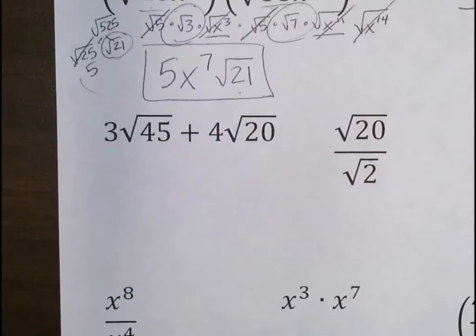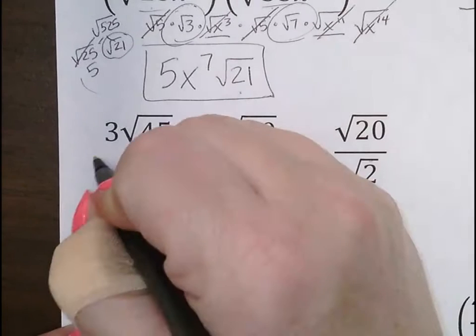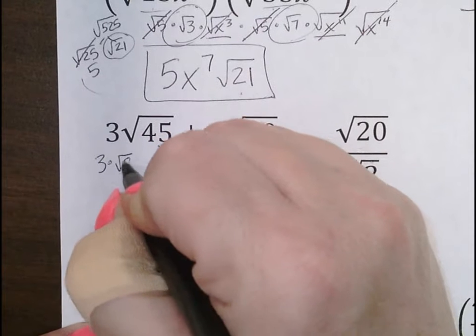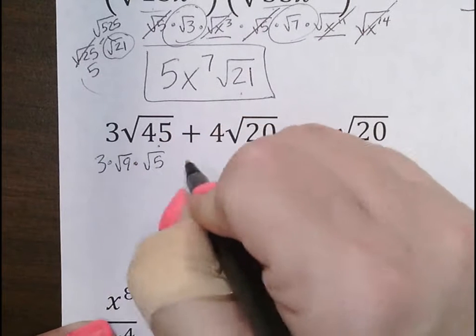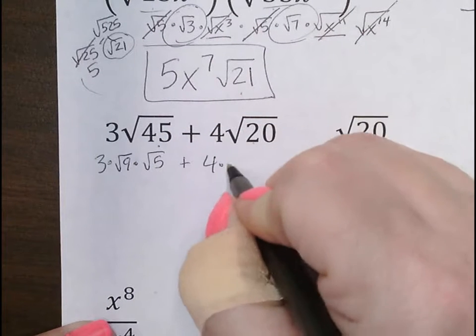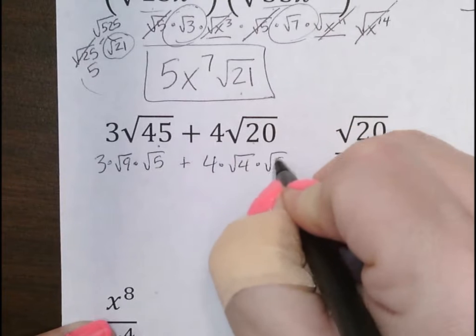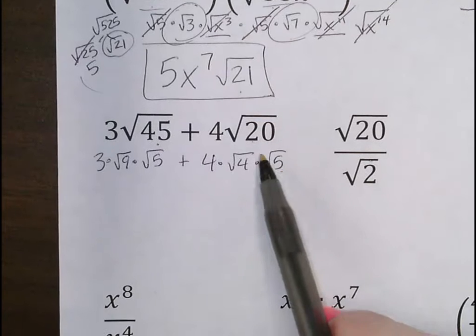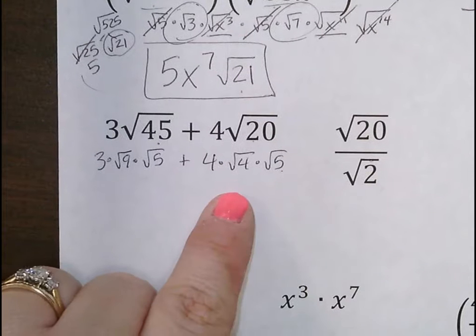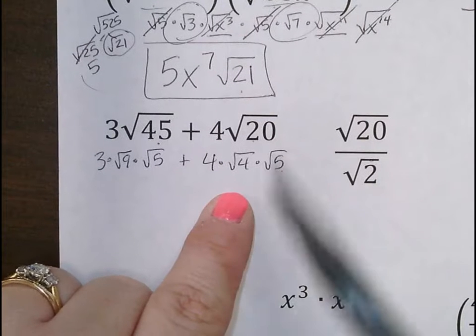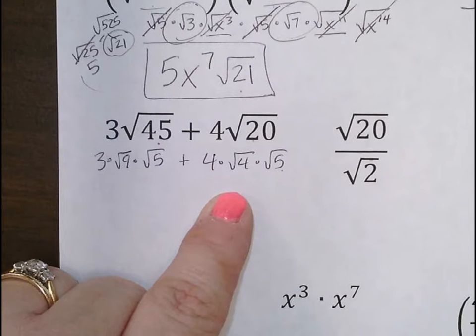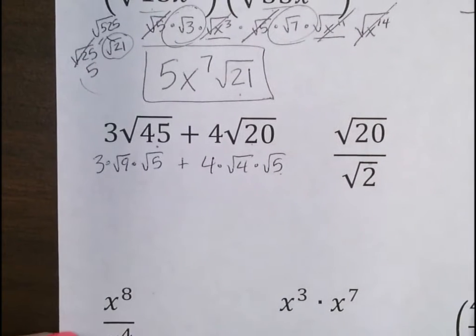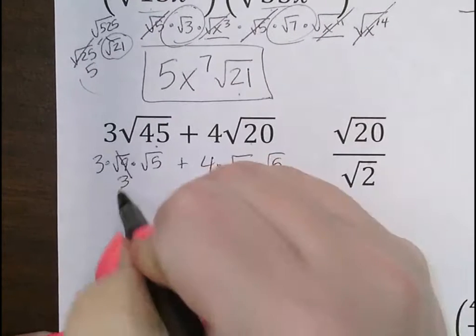Sometimes there are like terms, but we don't necessarily see them to begin with. Like the 45 and the 20 do not appear to match. However, we can break down the 45 as a 9 and a 5. We can break down the 20 as a 4 and a 5. The reason I chose a 4 and a 5 instead of, for example, a 2 and a 10 is because 4 is a square. If I did 2 times 10, it would not help me because 2 is not a square and 10 is not a square.